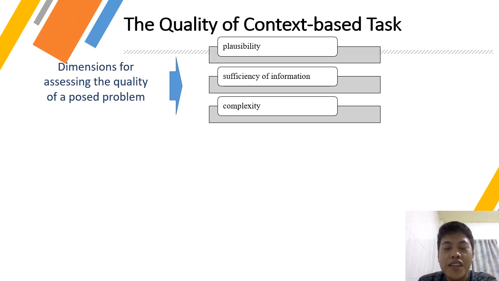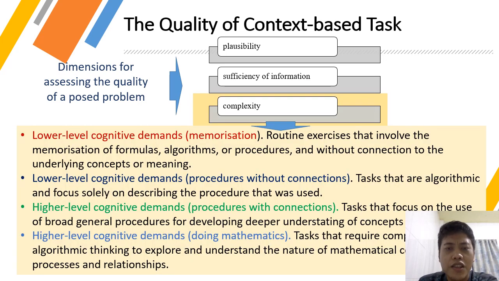And for assessing the quality of the context-based tasks, we use the dimensions for assessing the quality of the posed problems: whether the problem is plausible, whether the problem has sufficient information, and its complexity. For the complexity, we assess the student teachers' problems regarding five levels, from lower level cognitive demands, in which memorization is concerned, to the higher level cognitive demands: procedures without connections, procedures with connections, and doing mathematics.